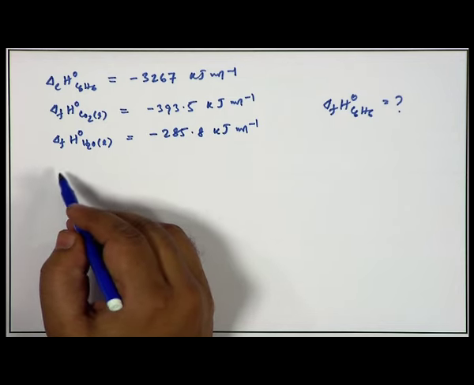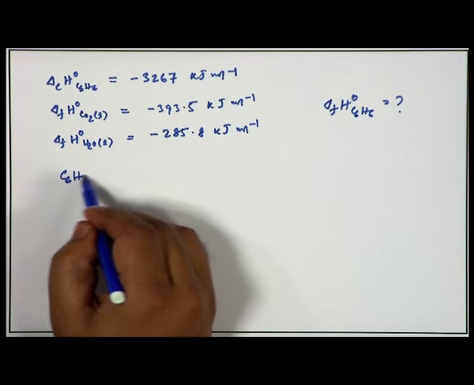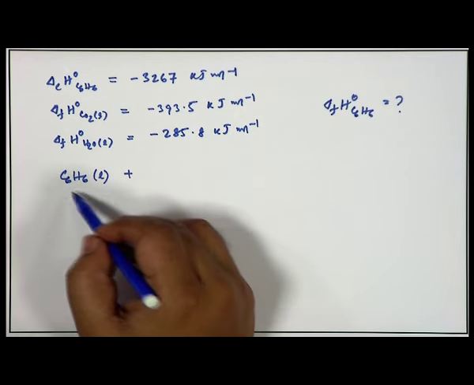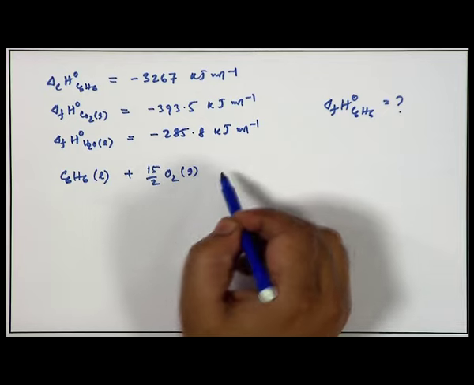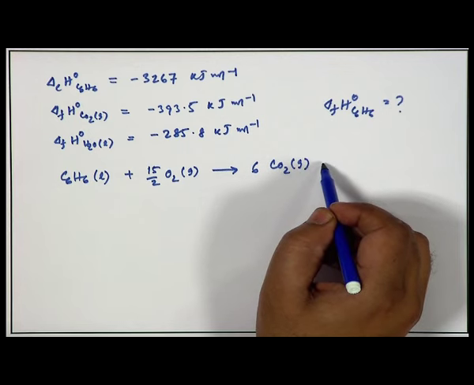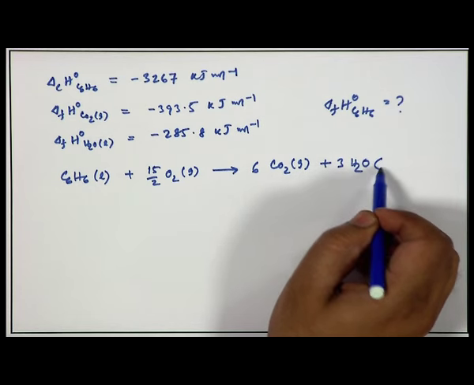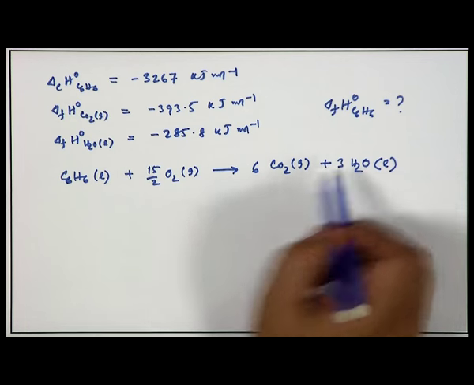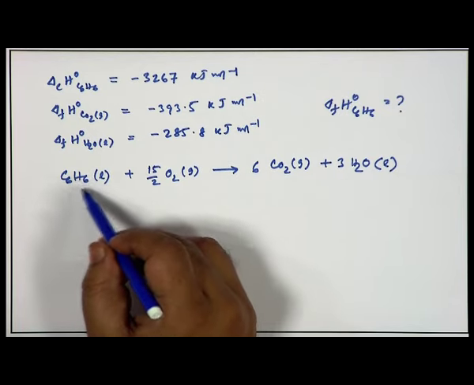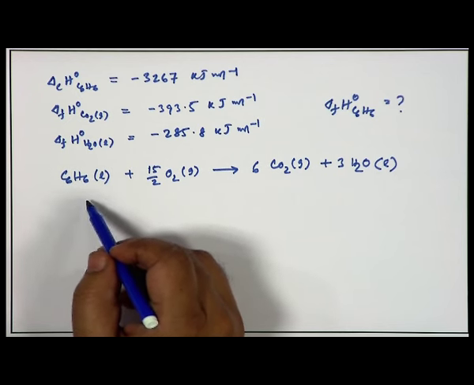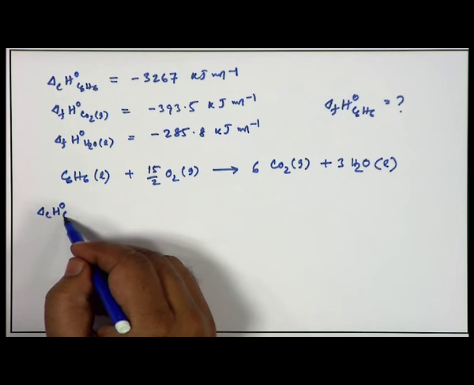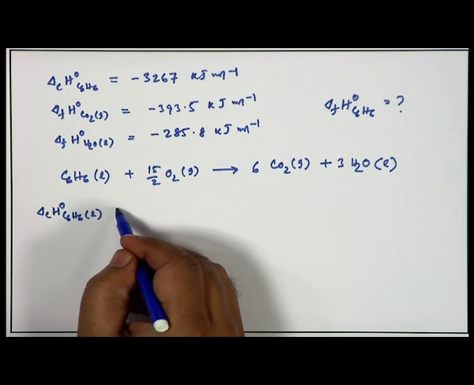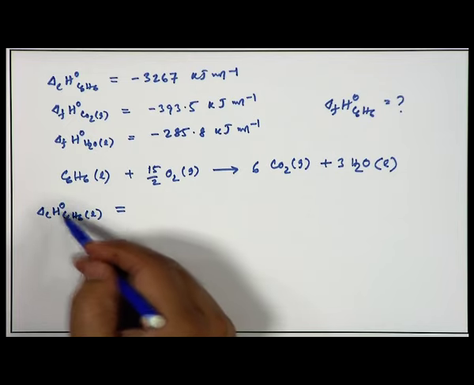So, we will do the combustion reaction of benzene. As with other combustion reactions, if you want to find the heat of combustion, we always deal with 1 mole of substance. So, we can write the combustion equation as this. This is a combustion reaction, and because we are dealing with 1 mole of benzene, the standard enthalpy of reaction for this reaction is what we defined as the standard heat of combustion for this liquid substance.